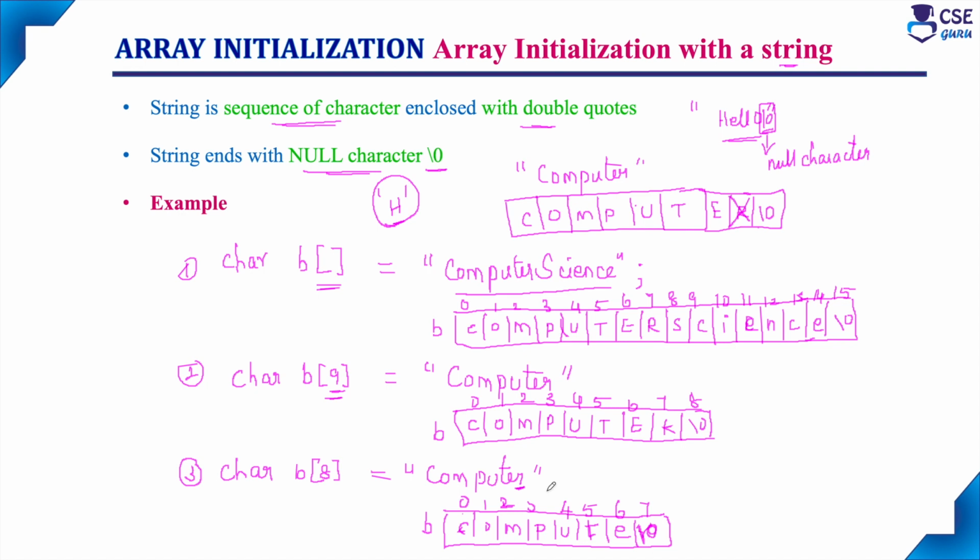So with this, the array initialization topic is over. We have discussed 5 methods under array initialization. The first method is initializing all specified memory locations. The second method is partial array initialization. The third one is initialization without size. The fourth method is initializing the whole array to 0. And the final method is array initialization with string.